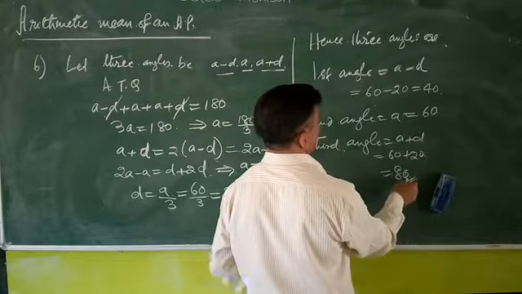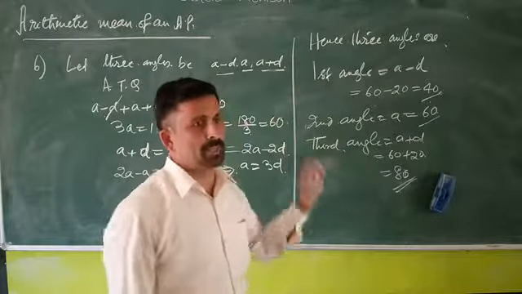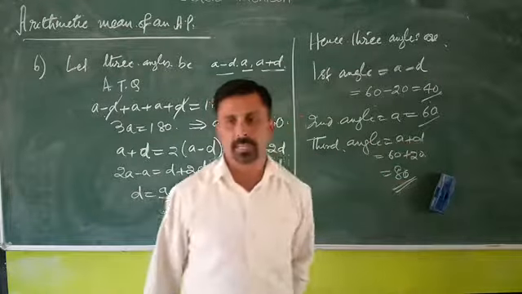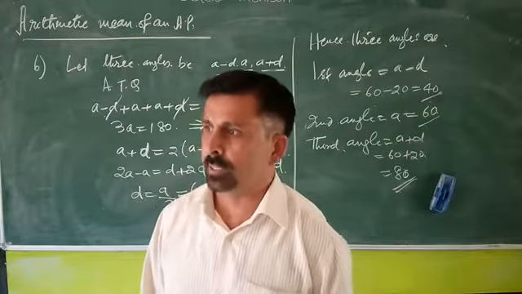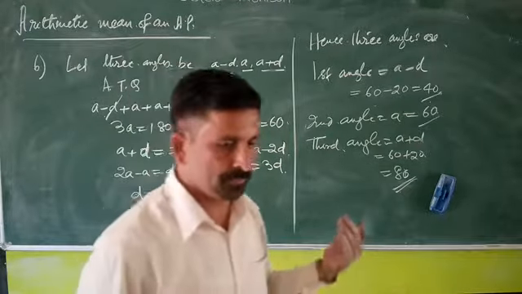And we can easily cross-check whether the answers are correct or not, because it is talking about the triangle. So the sum of these 3 angles should be equal to 180. If it comes to 180, the answer is right. Any question? No, sir. Thank you.